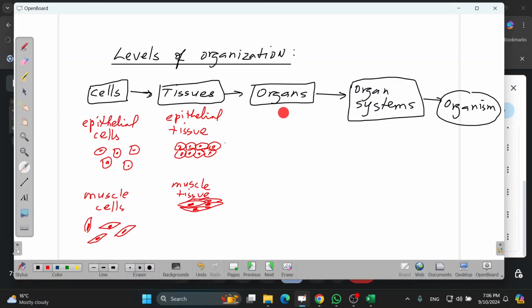When we say organs, well, what organs do we have in the body? Well, it depends on what system you look at. If you look at the respiratory system, what do we have? Here we have, for example, the nose, the trachea, the lungs, the diaphragm, right? The ribs. All these organs work together in the respiratory system.